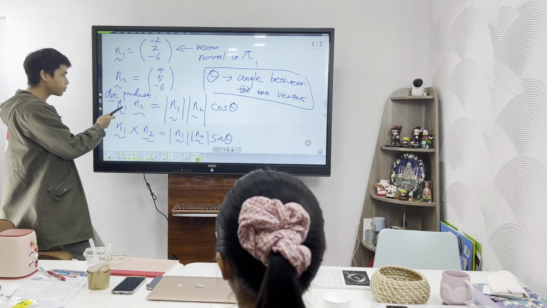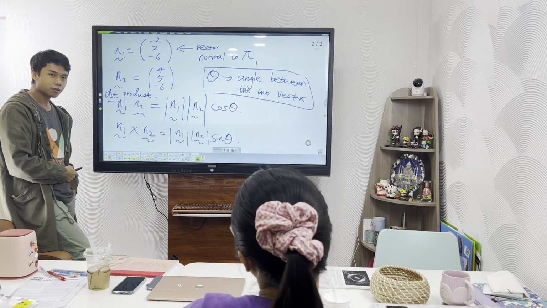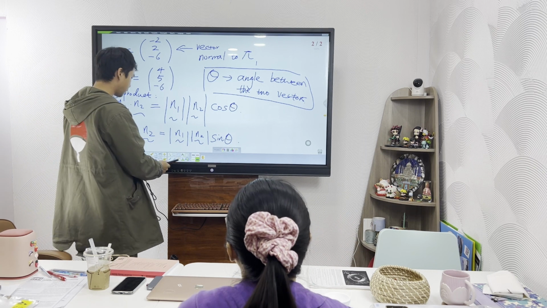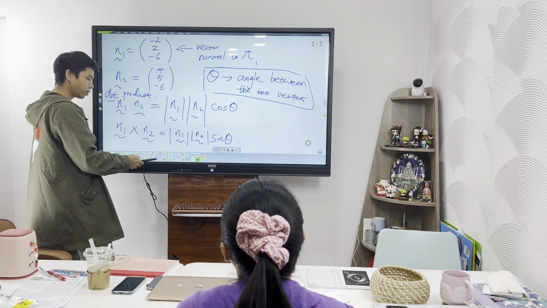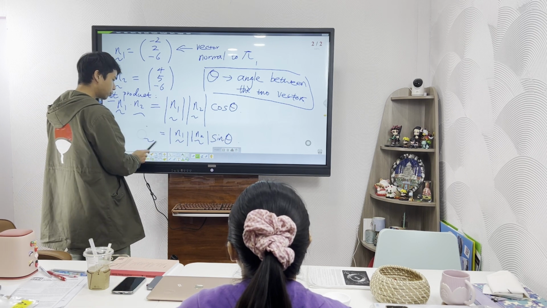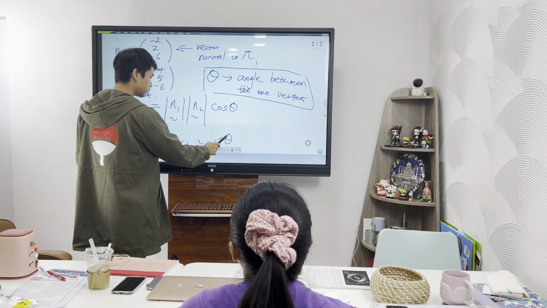Of course, why do I choose dot product? Because you don't like cross product. Yeah, it's too much calculation. Why would I do that? Too much thinking. N1 dot n2 is so much easier to calculate. I can do it without using a calculator.